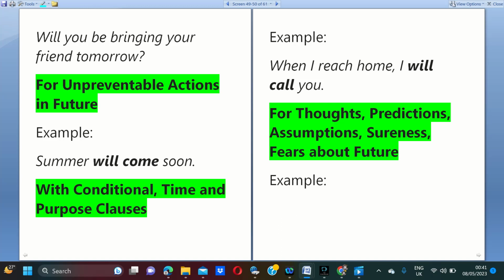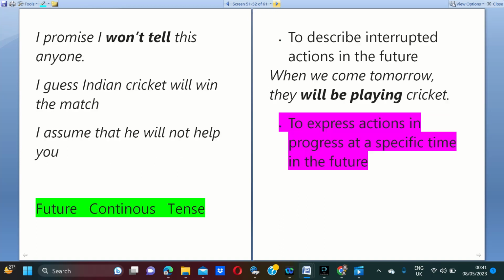Next, thoughts, predictions, assumptions, trueness, and fears about the future are all explained with the simple future. I promise that I won't tell this to anyone. Here, promise. I guess, here, prediction. I assume. To talk about assumptions, predictions, promises, we use the simple future.